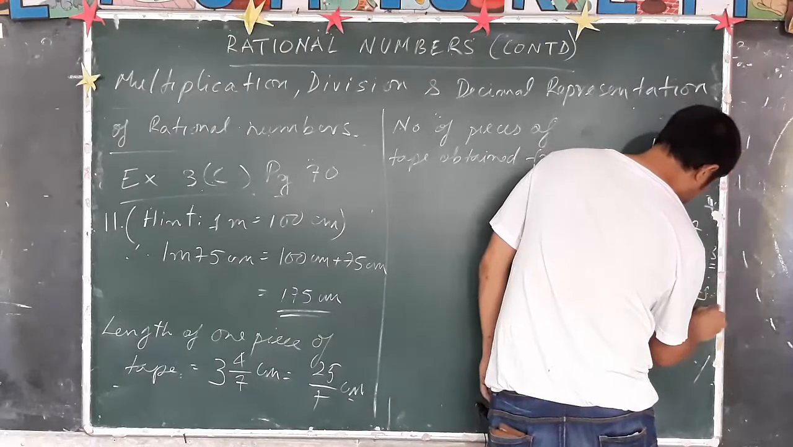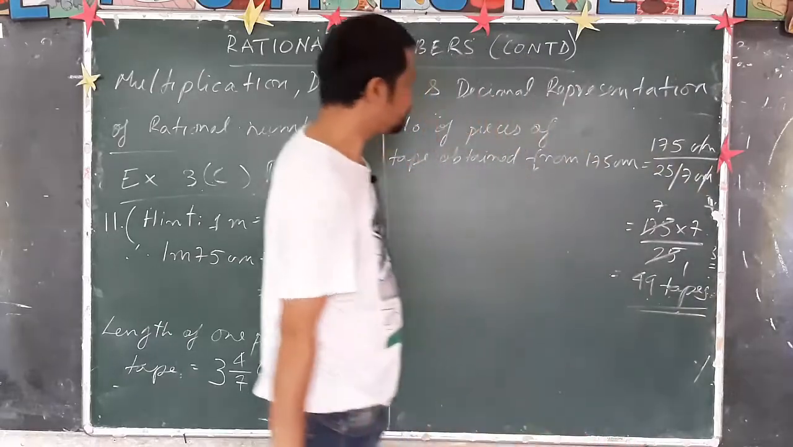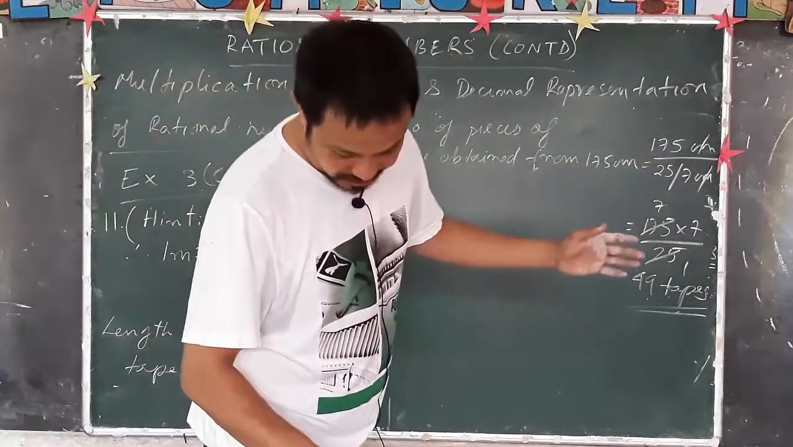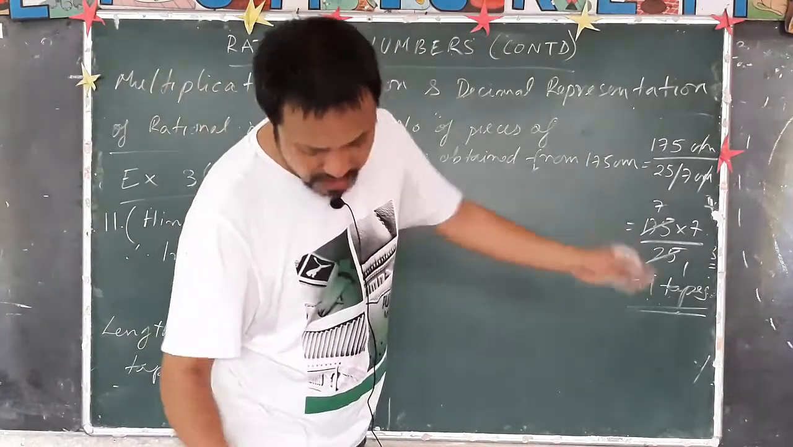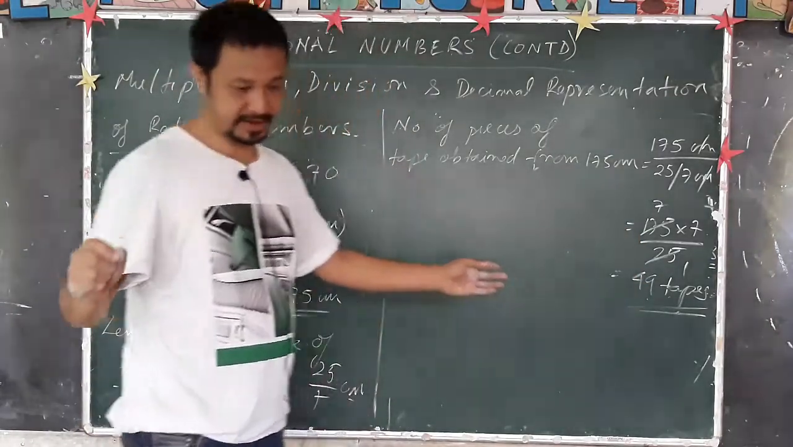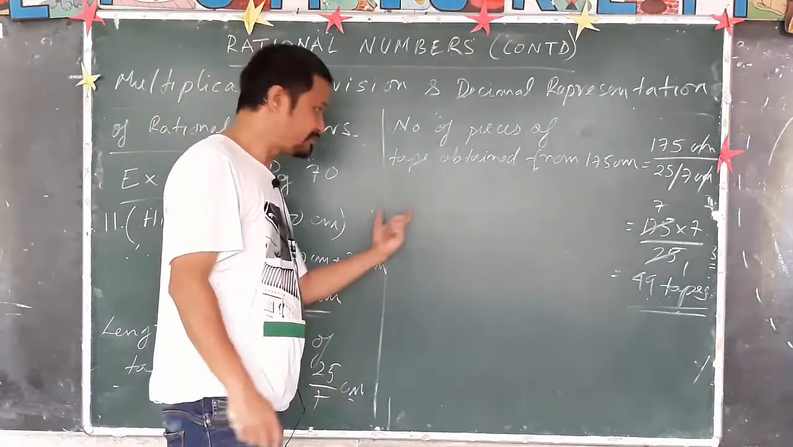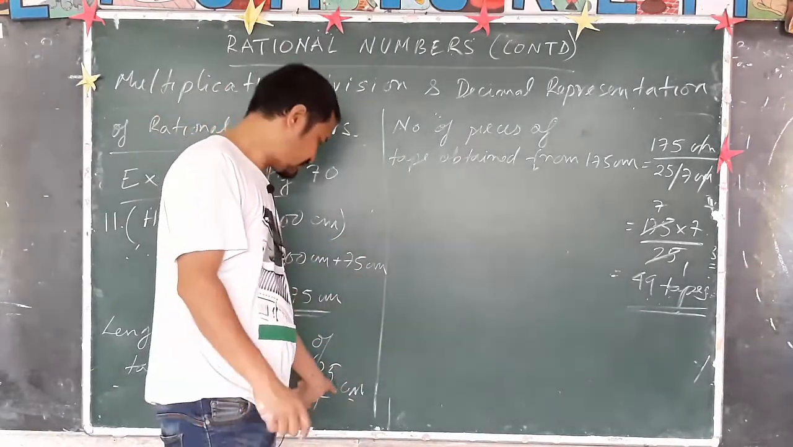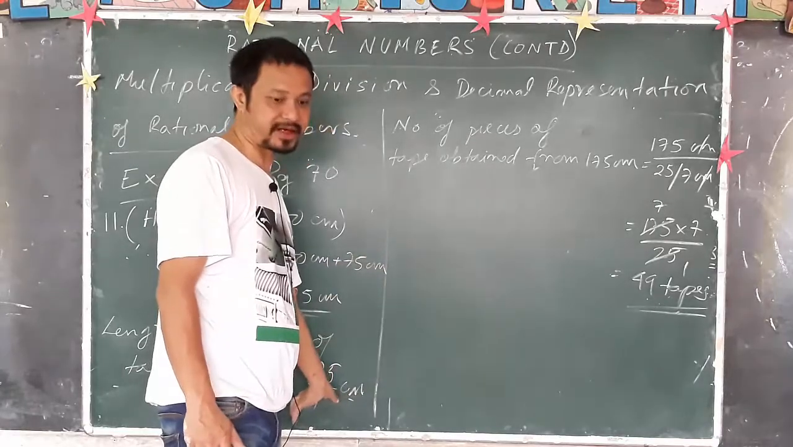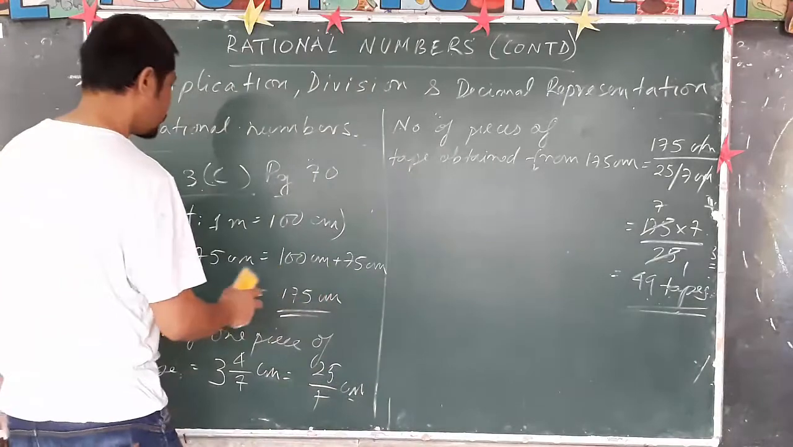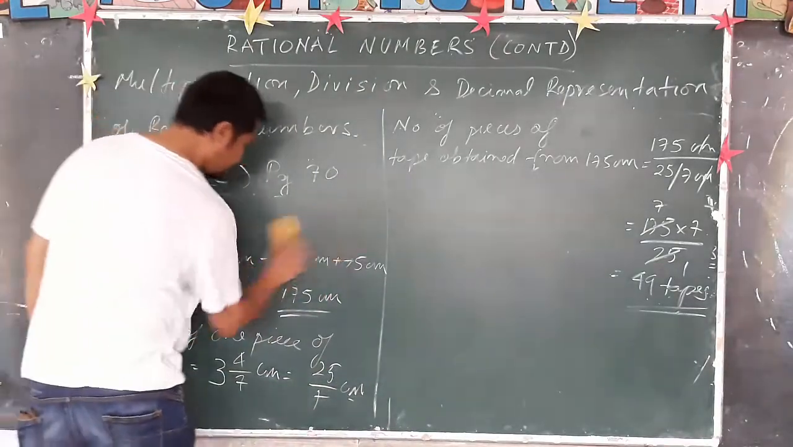So in total, from a long tape which is 175 centimeters, if you are taking 25 by 7 centimeters pieces, how many pieces of this measurement tape can you get? You get 49 tapes. Okay, so number 12 will be homework. I'm just writing your homework.